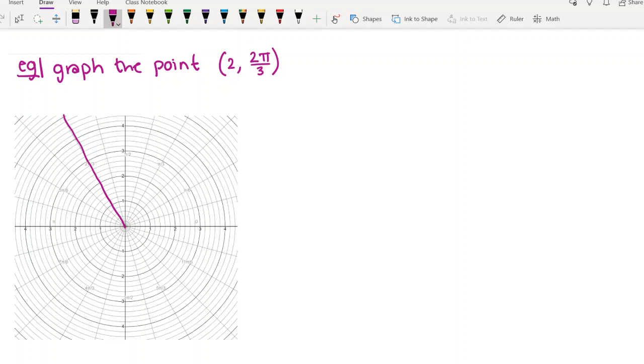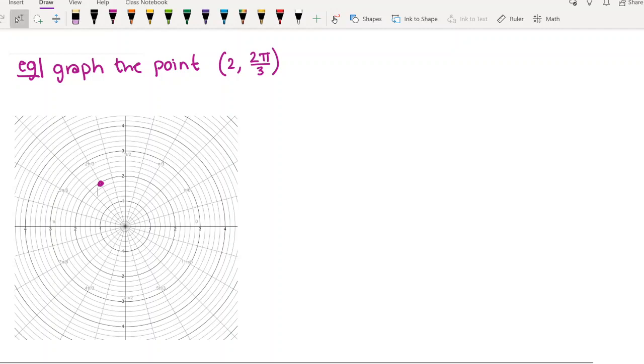So anytime you're graphing polar coordinates, you're going to be using this kind of polar graph paper, where instead of counting your distances as boxes, you're counting them as circles. In this case, we would go to our angle of 2 pi over 3, which is where I just had it drawn. And then we would ask, where's a distance of 2? It's right here. And so this would be the point 2, 2 pi over 3.